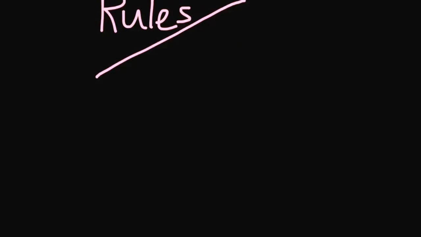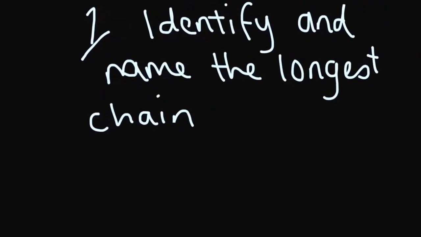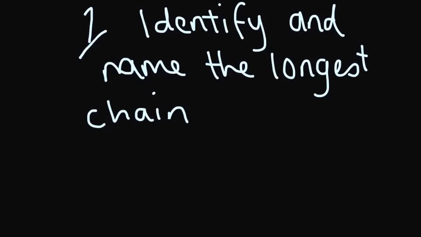So, what are the rules for naming more complex alkanes? The root of the name, or the parent name of the compound, is from the longest chain, the longest number of carbon-to-carbon bonds we can have without going back on ourselves. So here we can clearly see that we can have 1, 2, 3 carbons before we come to the end of the chain. So the longest chain is 3.